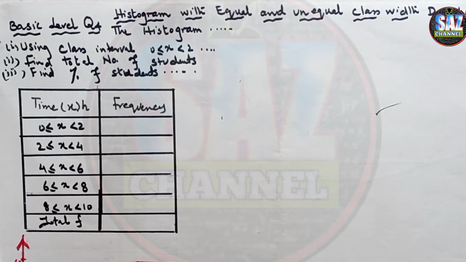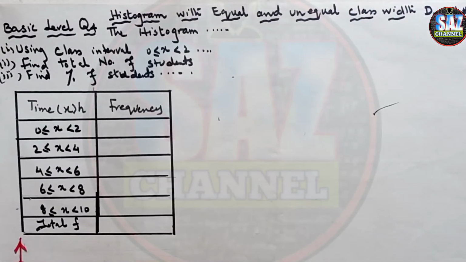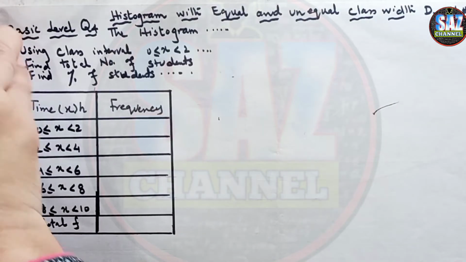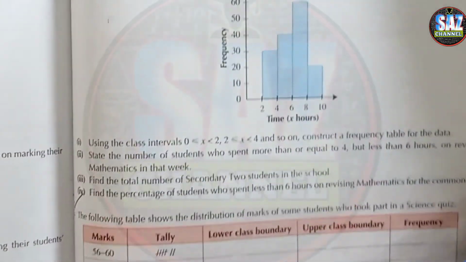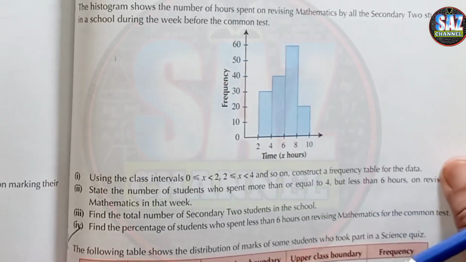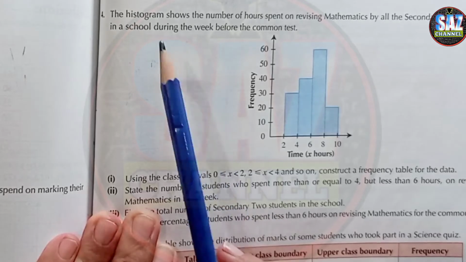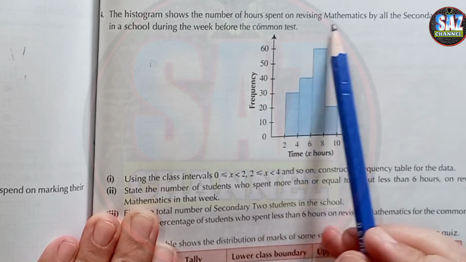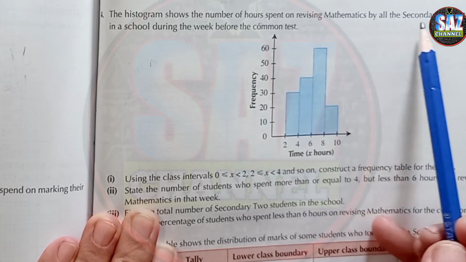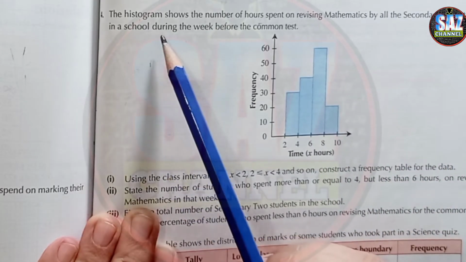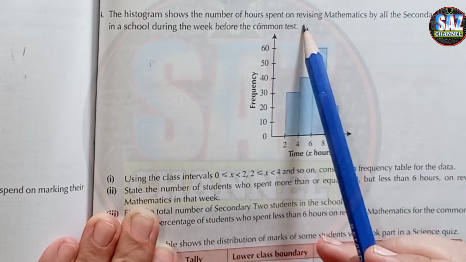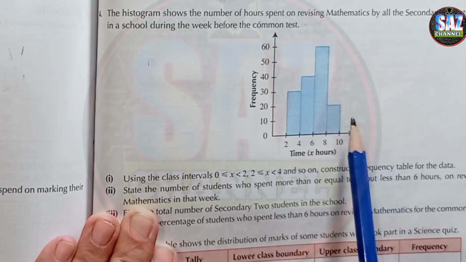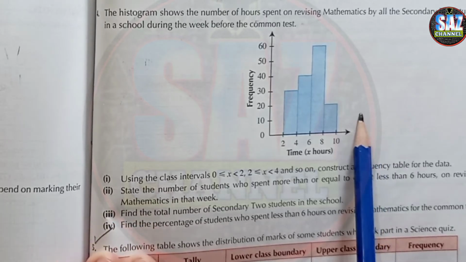Let's move to question number 4, and let me read the question from the book. Question 4 says, the diagram shows the number of hours spent on revising mathematics by all the secondary 2 students in the school during the week before the common test. The information this time is given in the form of a histogram.